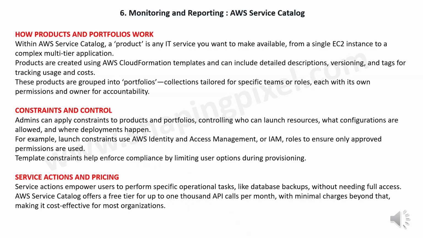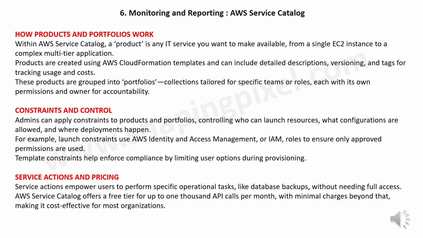AWS Service Catalog is a powerful tool designed to simplify how organizations manage and provision IT resources. It lets IT admins pre-approve services like EC2 instances, databases, and software, making it easy for end users to deploy secure, compliant stacks without constant admin intervention.